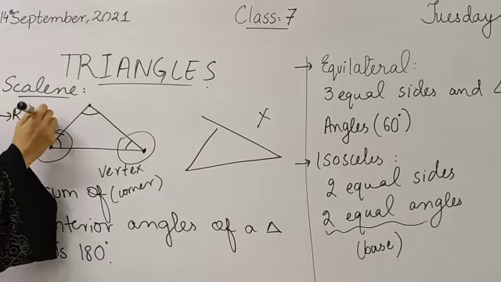For example, A and C are opposite vertices. So a line that joins these two vertices, that is called a diagonal line. Similarly, B and D are opposite vertices. So a line that joins these two corners, that is called a diagonal line.